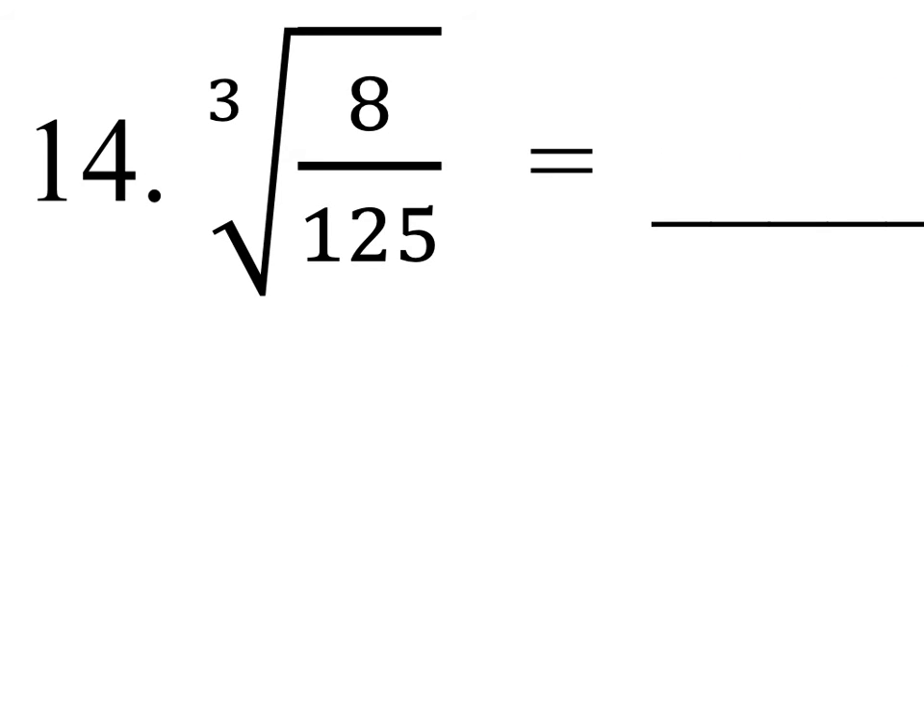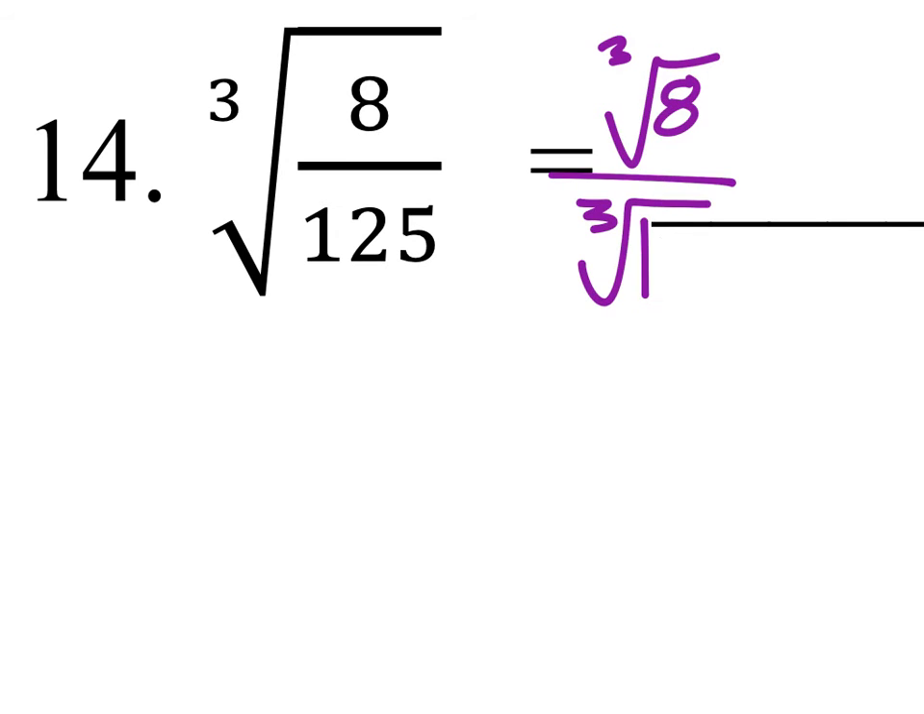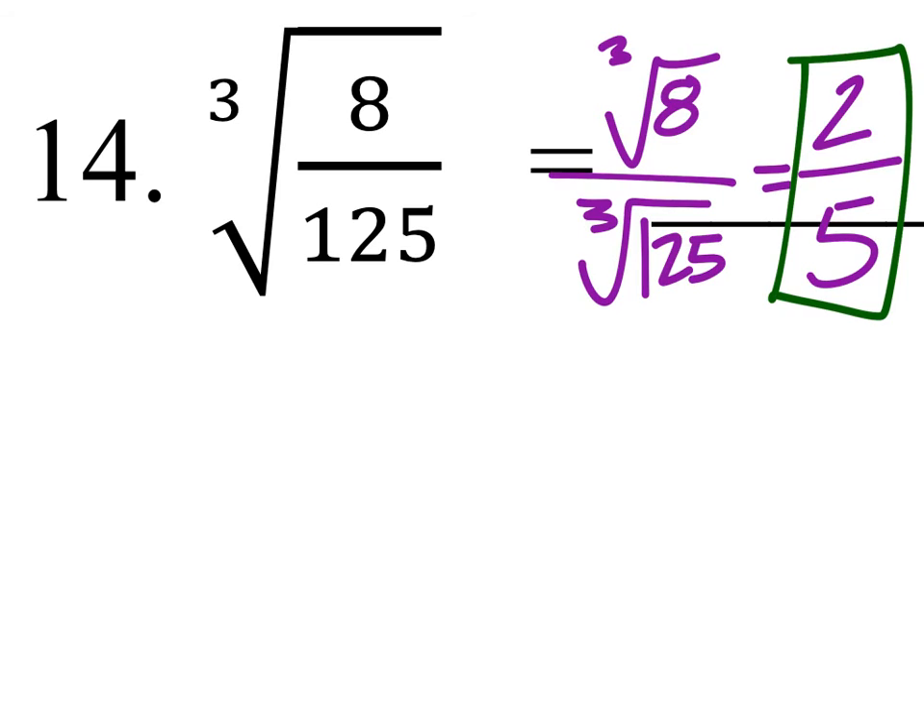Alright, so 14. I'm going to break this up though. This would be the same as the cube root of 8 divided by the cube root of 125, which is 2 over 5. We already knew that. So it's 2 fifths. There's our answer.